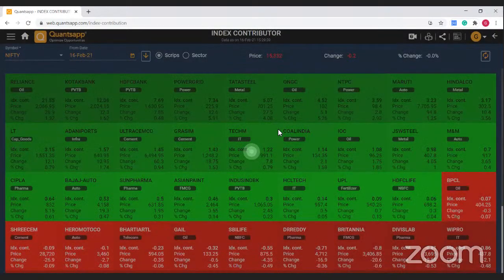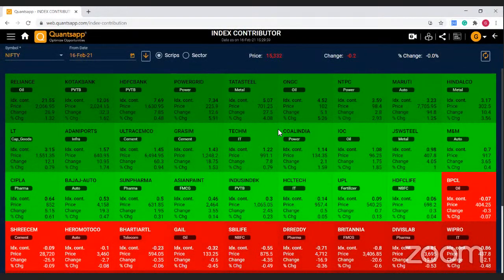This is a very interesting tool. What really happens sometimes is that we see only one stock taking the Nifty and Bank Nifty to the positive or the negative side, and we want to look into which stock it is, how much it is contributing to the index, and what price movement that particular stock had, which is moving the Nifty or the Bank Nifty. So this is a tool where we can see and analyze that.